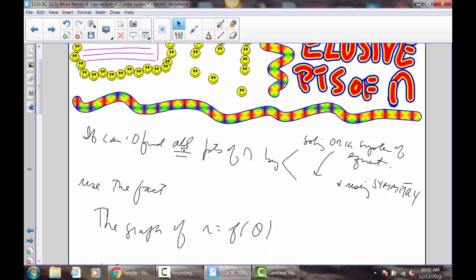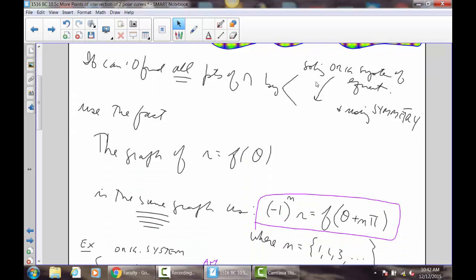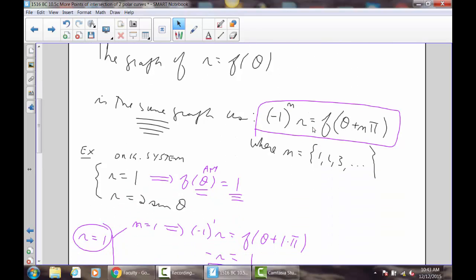This is not in the textbook. If you can't find all of the points of intersection by solving the original system of equations and using symmetry, use the following fact. This is a little weird, okay? Remember how there are many different ways to write the same point in polar? Well, there are many different ways to write the same equation in polar form.